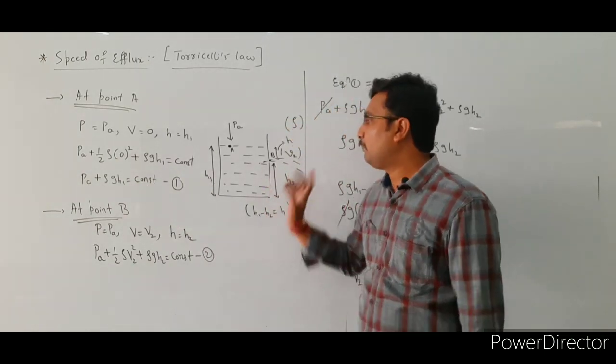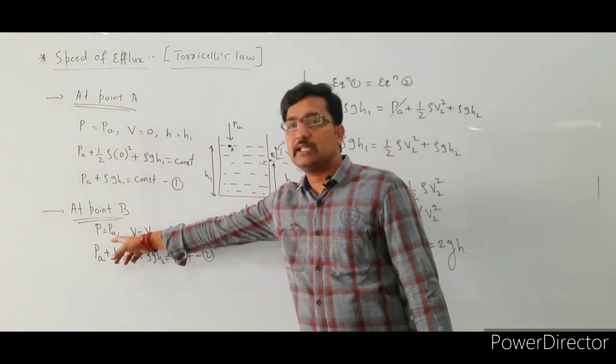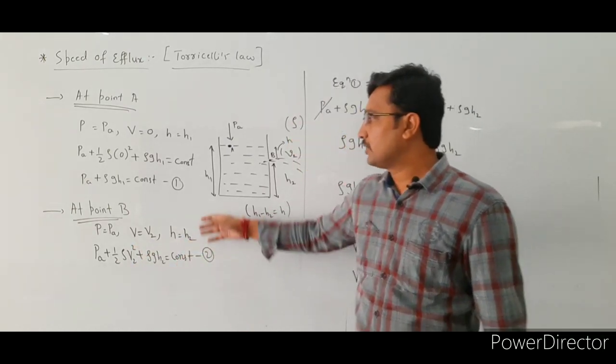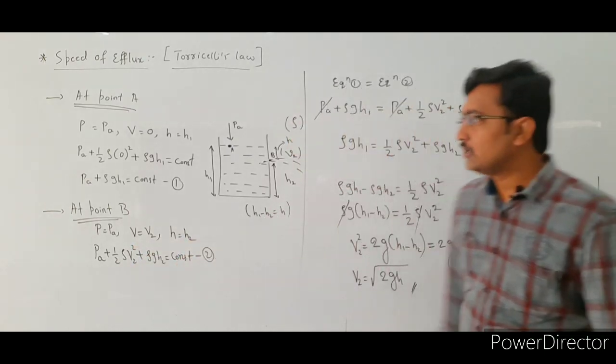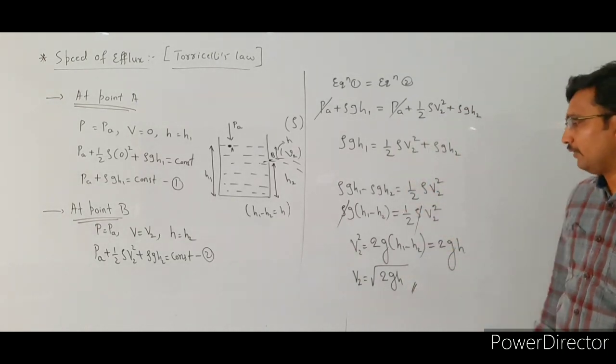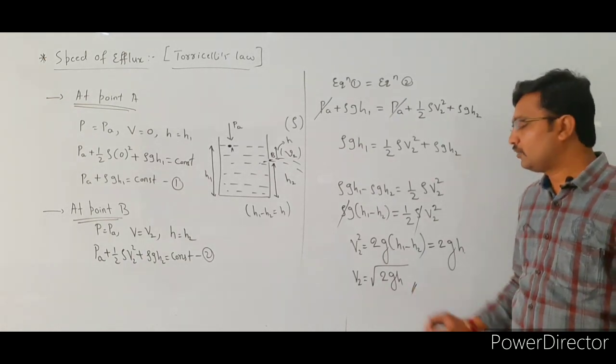Similarly, we apply Bernoulli's principle at point B. Here the pressure at point B is Pa, the velocity is V2, and the height is h2. Substitute and you will get equation number 2. Next, equating equation number 1 and 2 and simplifying, we get the final result: V2 is equal to the square root of 2gH.